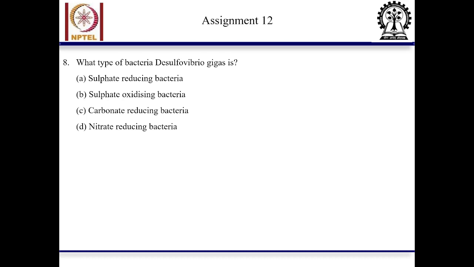Glucose oxidizing bacteria, carbonate reducing, nitrate reducing, sulfate reducing. Okay. Saying B, sulfate oxidizing bacteria. Any other answer?